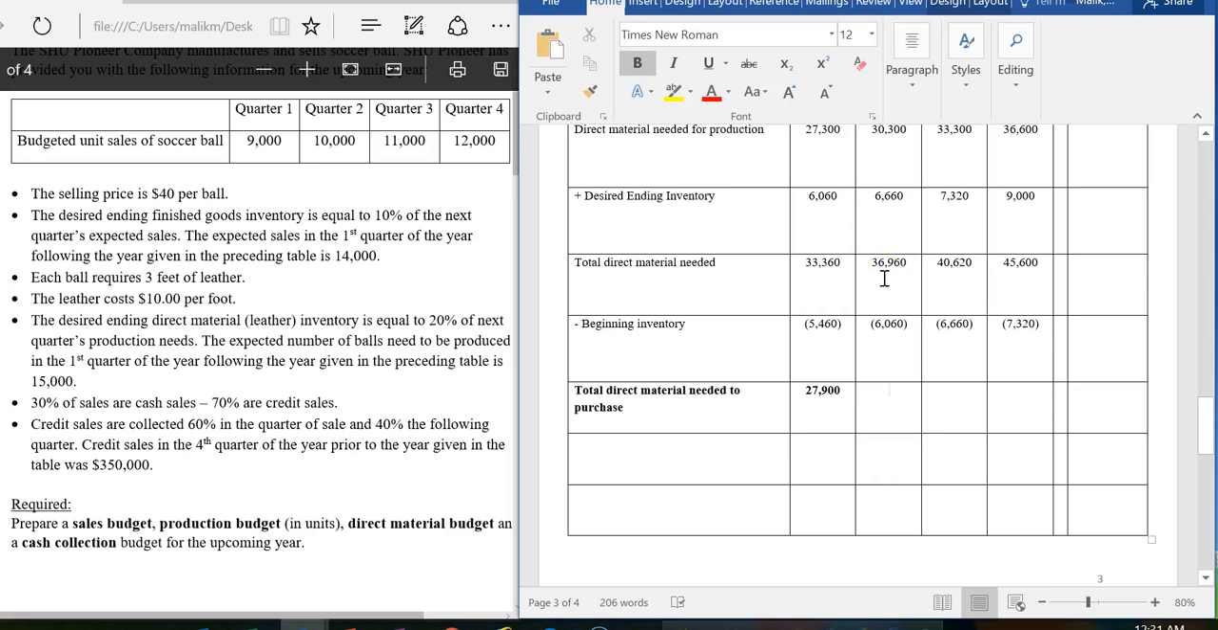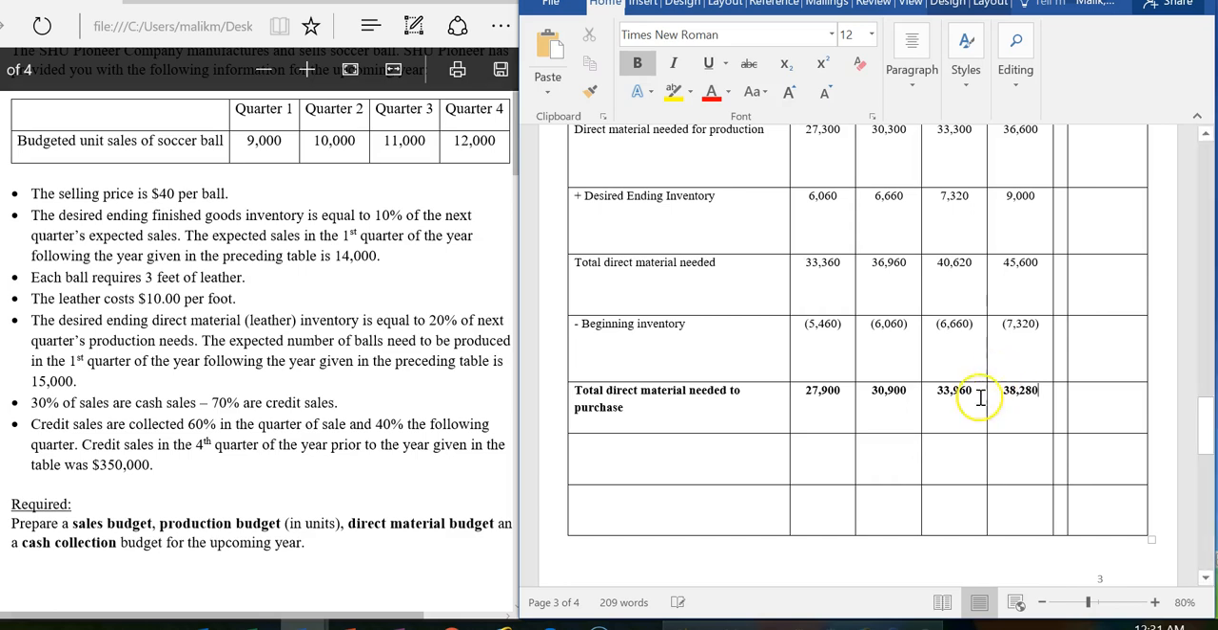36,960 minus 6,060, I got 30,900 for quarter three. 40,620 minus 6,660, I got 33,960. For quarter four, it's 45,600 minus 7,320, and I got 38,280. So this is their production need.